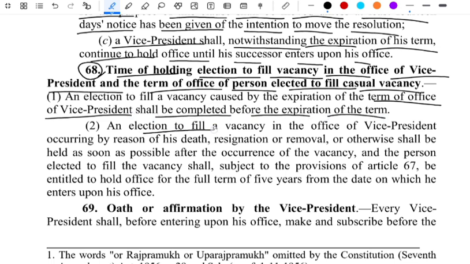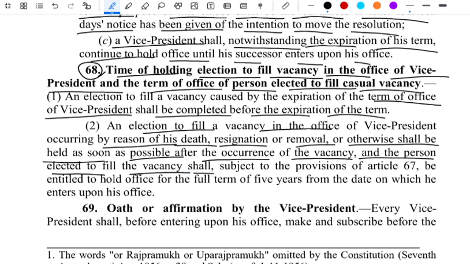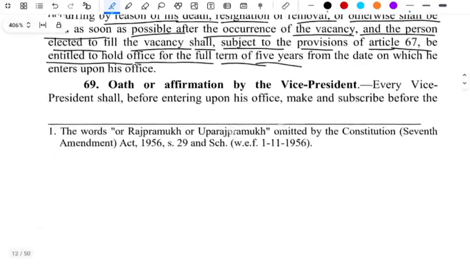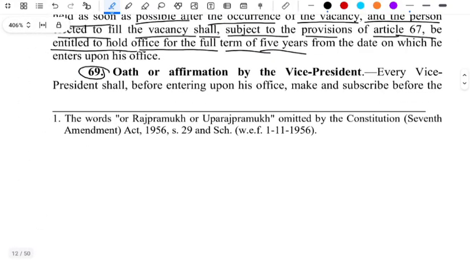An election to fill the vacancy in the office by reason of the death, resignation, removal, or otherwise shall be held as soon as possible after the occurrence of the vacancy, and the person elected to fill the vacancy shall, subject to the provision in Article 67, be entitled to hold office for the full 5 years term. Okay. Next is Article 69, that is the oath and affirmation of the Vice President.